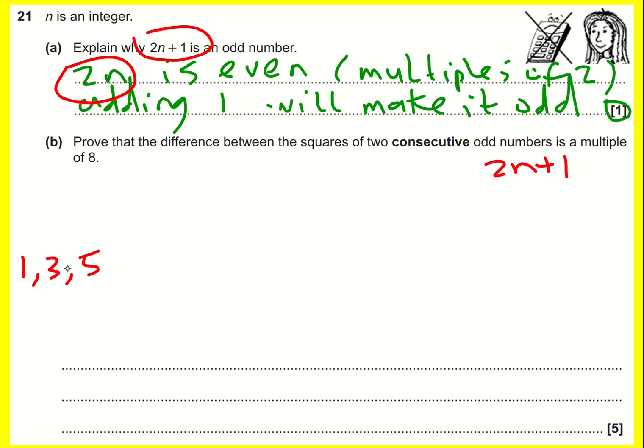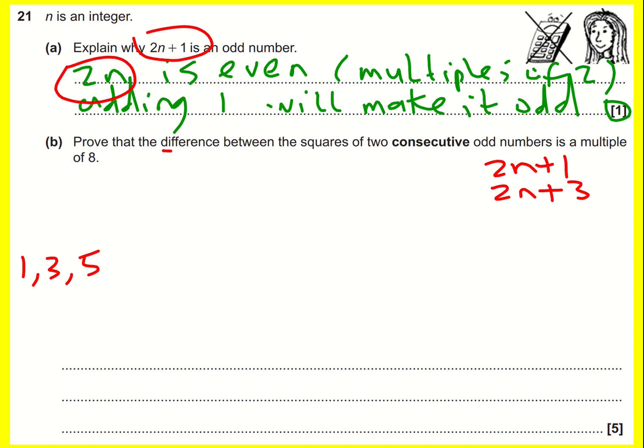They have to be next to each other, like the next odd number essentially. So if we've got 2n plus 1, well, we could do 2n minus 1, but then I'm introducing negatives. It probably makes sense to do the one afterwards, 2n plus 3. So there are different ways of doing this question, but I would suggest using your 2n plus 1 and then going for the one after it.